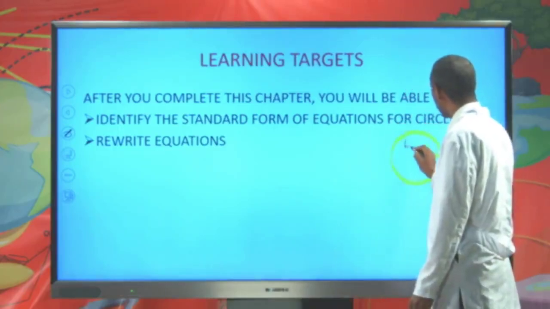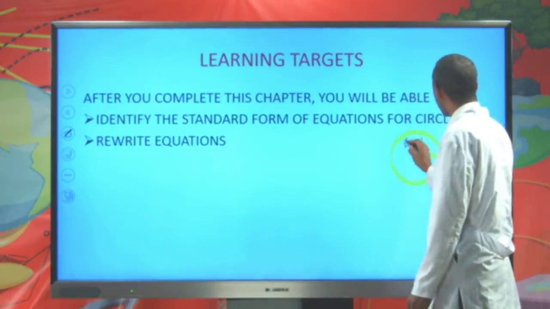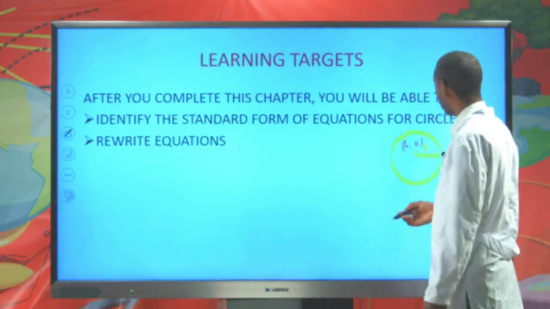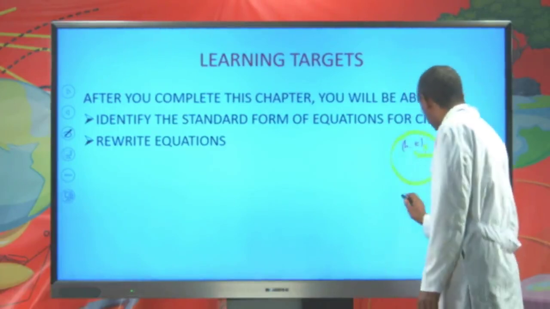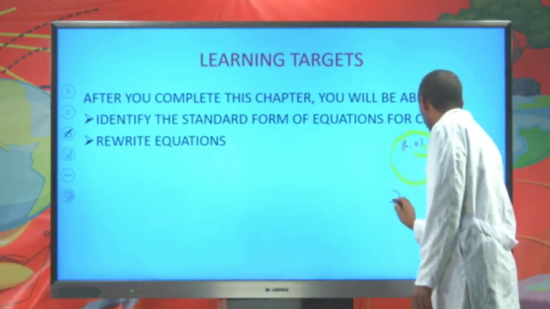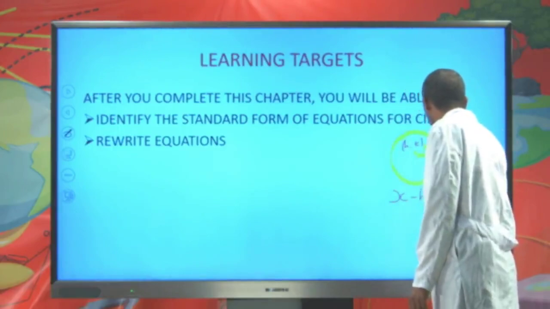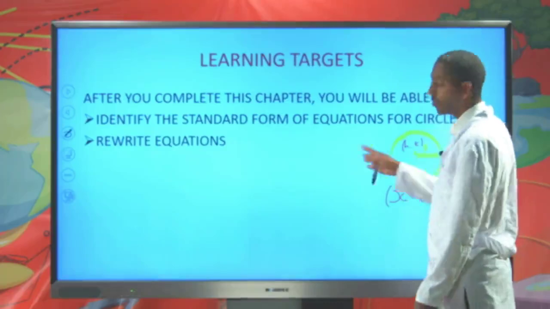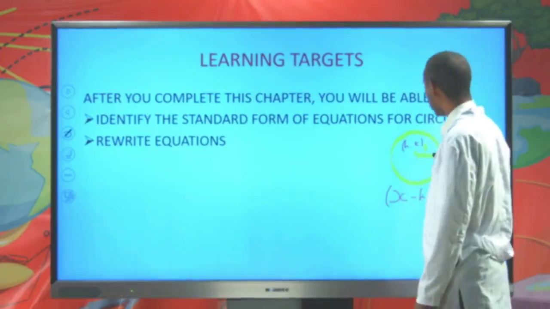We may call the center of the circle (h, k), or you might represent it as (a, b), or using any other variable. Then the standard form of the equation of a circle is (x minus h) squared plus (y minus k) squared equals radius squared. This is derived from the distance formula.